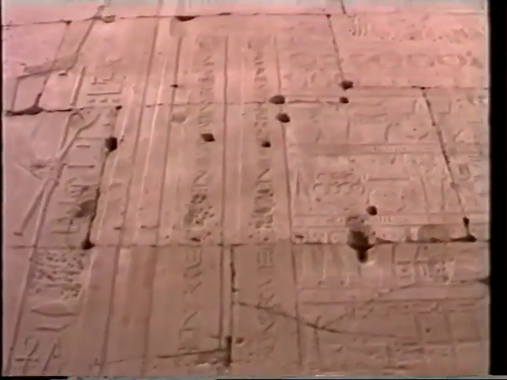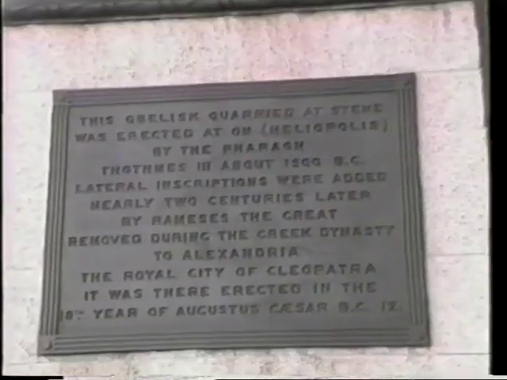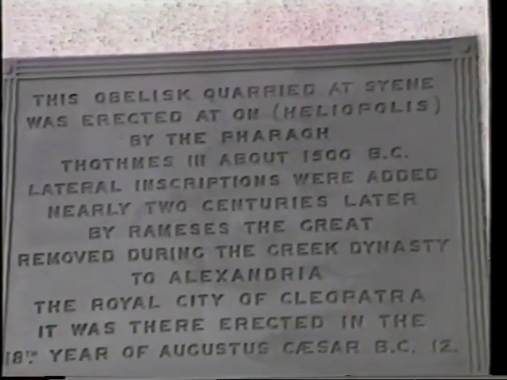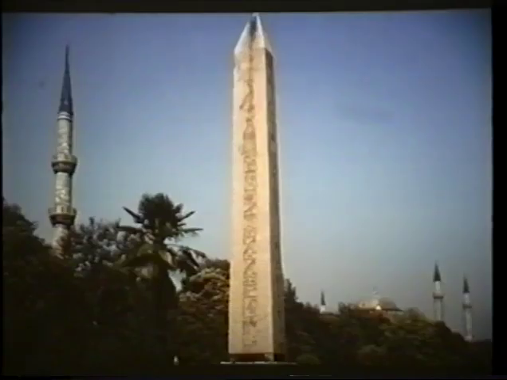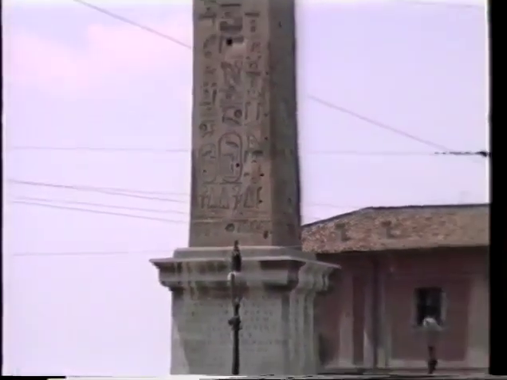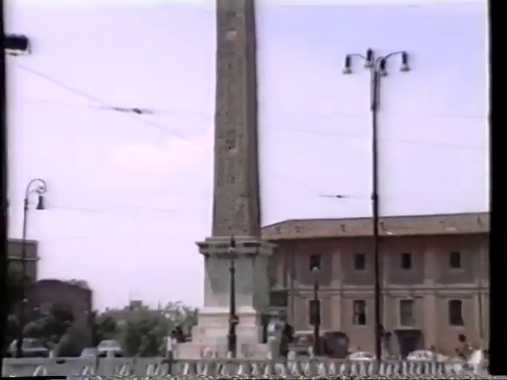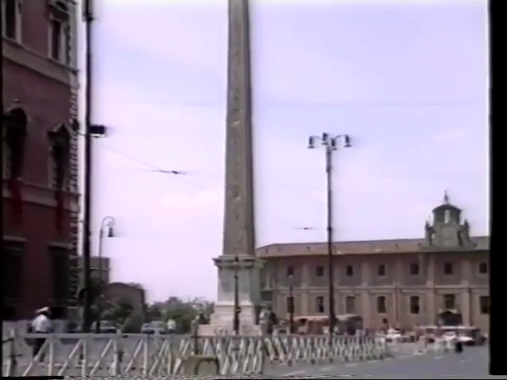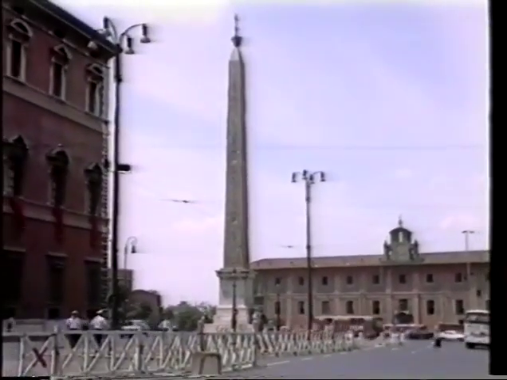One of them has since gone to the city of London and stands on the Thames embankment. Another has gone to New York, another one has gone to Istanbul, and the biggest of them all stands in front of the Church of St. John Lateran in Rome. It's 32.2 metres high and weighs 455 tonnes. It's an enormous thing, the biggest obelisk that was ever made in the land of Egypt.